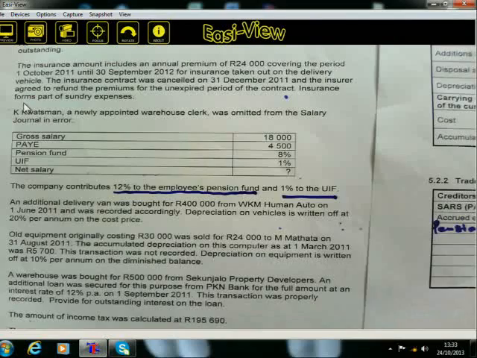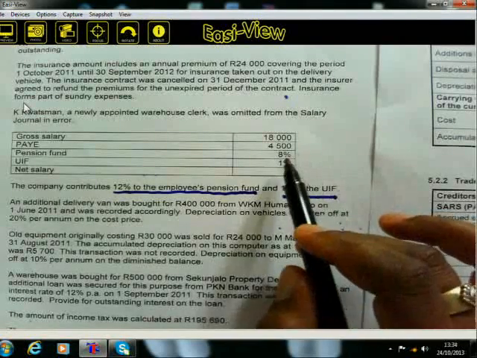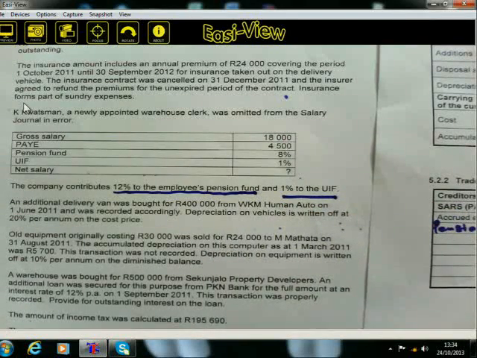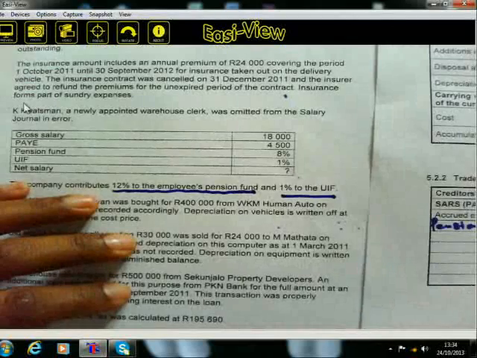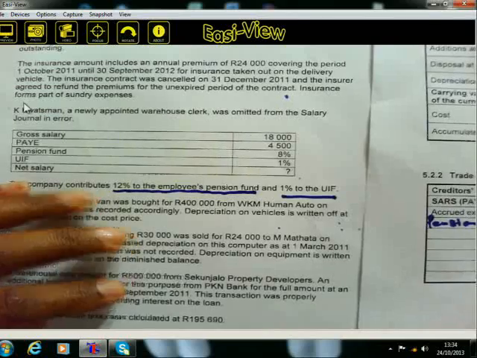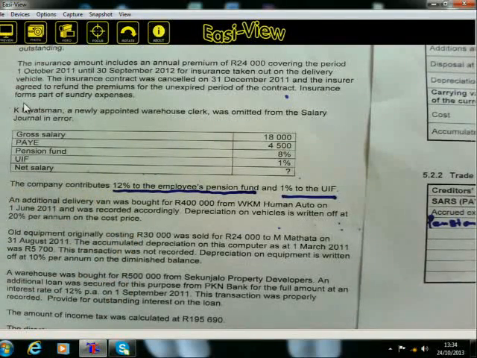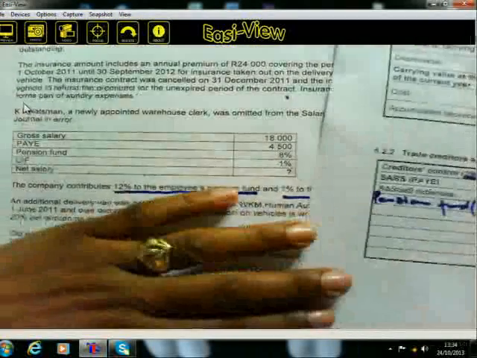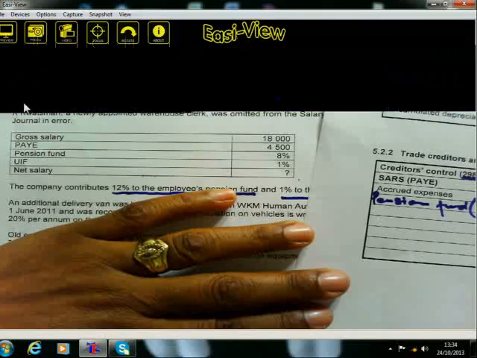So we must also know that if we pay 8% of our gross salary, our gross salary being 18,000, what will be the 12% for that? It will be 2,160. That must be contributed by the employer. So all in all, we say 1,440 plus 2,160. It gives us a total of 3,600.